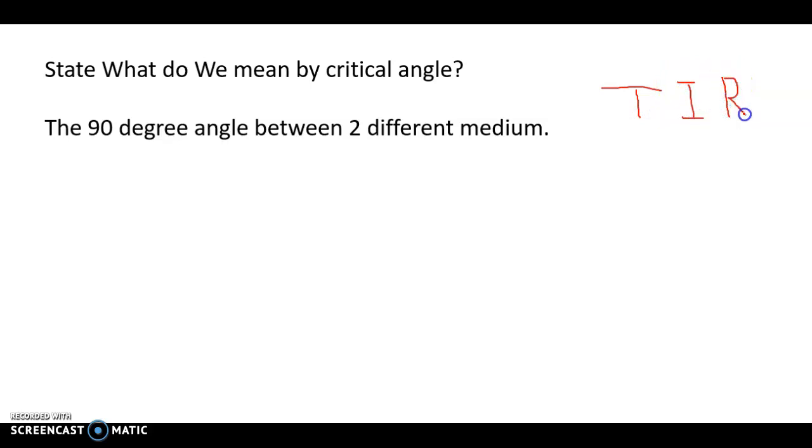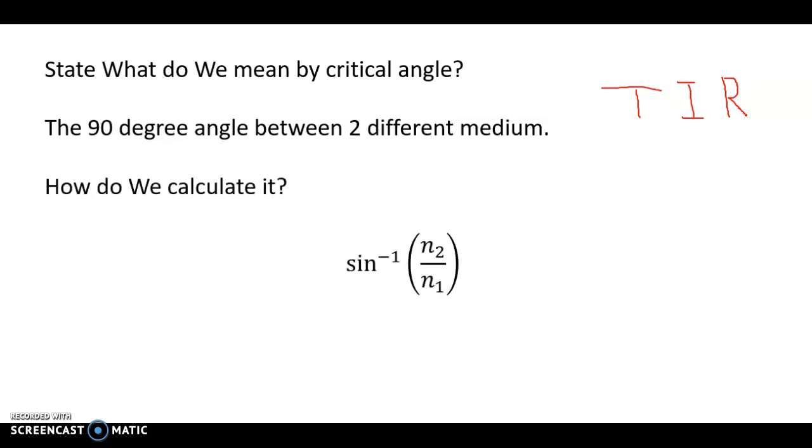Less than the critical angle, we have refraction. Greater than the critical angle, we have total internal reflection. This is why we call it critical. How do we calculate it? It's easy: critical angle equals inverse sine of n2 over n1.